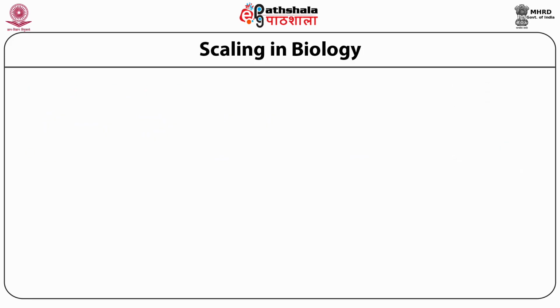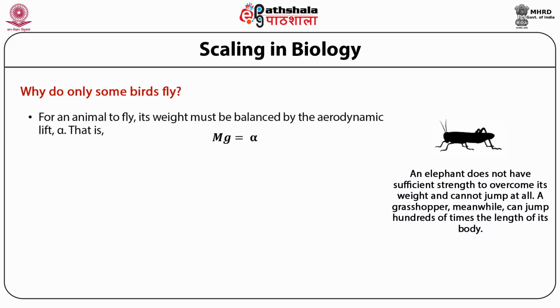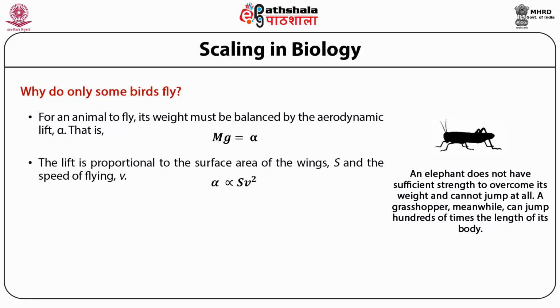Now next is, why do only some birds fly? The animal's ability to fly curiously follows scaling laws. For an animal to fly, its weight must be balanced by aerodynamic lift alpha, that is, mg should be equal to alpha, and the lift is proportional to the surface area of the wings S and speed of flying v. So alpha is proportional to S V squared.